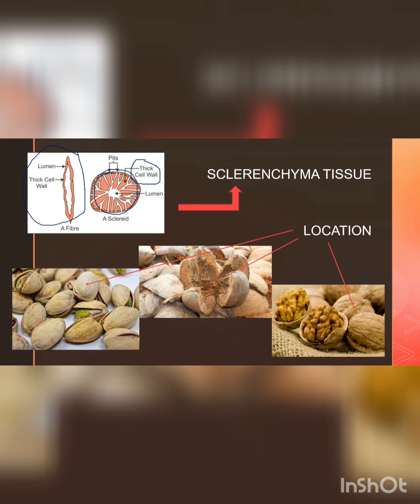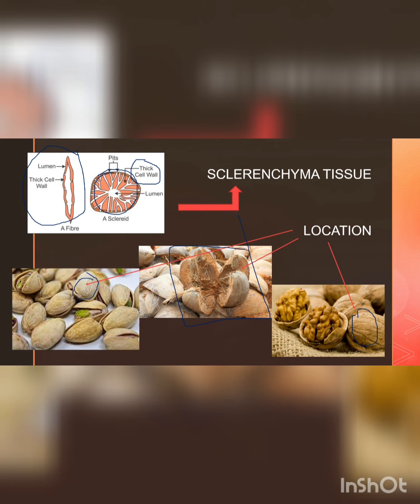Next you can see the location. They are present on the covering of nuts. And one more important thing, you see this coconut, the husk of the coconut possesses a very large amount of sclerenchyma tissue. That is why it is very hard.